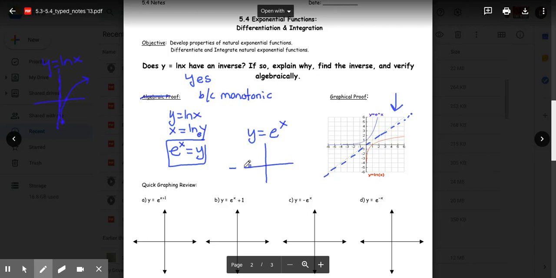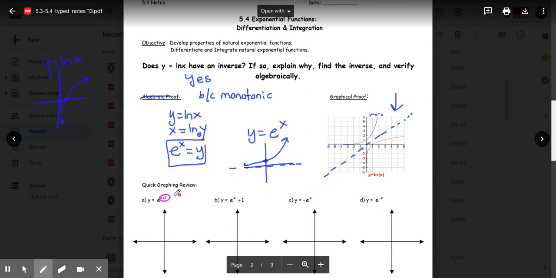It has an asymptote at y equals 0. It has a point at (0, 1). It increases from left to right. Remember, for a function and its inverse, the x and y switch. So the natural log of x has the point (1, 0), and e to the x has the point (0, 1). So let's look at these translations of the graph.